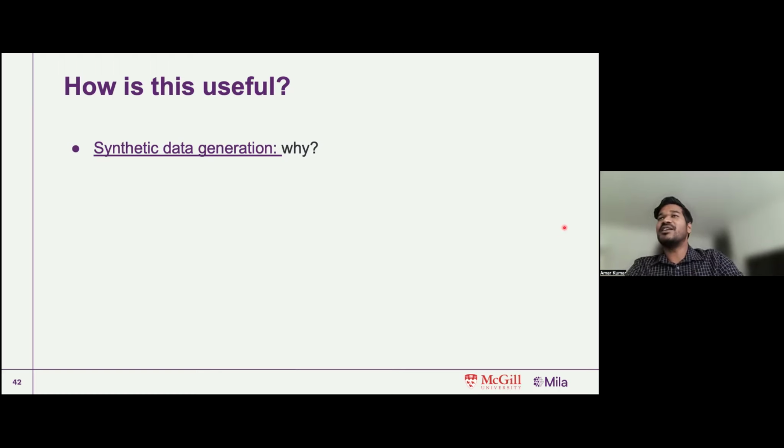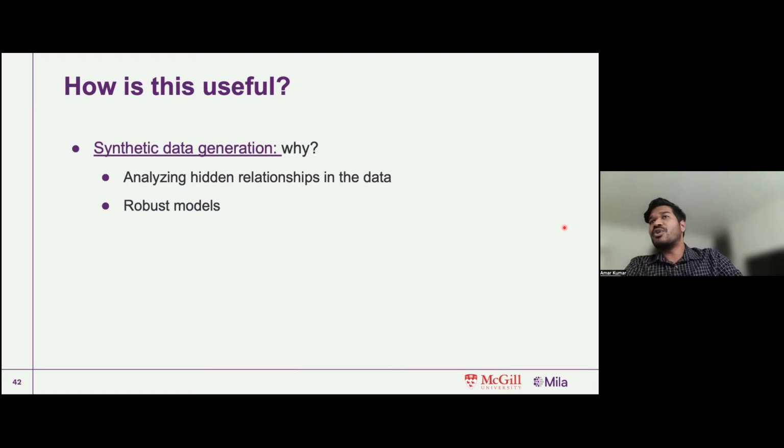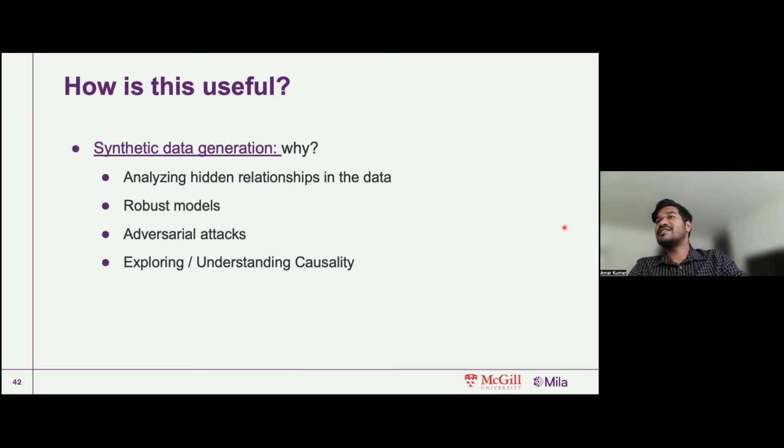Definitely yes, but there is a lot of importance and a lot of positive things that we can get from synthetic data, such as analyzing hidden relationships in data and image attributes. We can create robust models. We could perform adversarial attacks, or we could even explore or understand causal nature, especially with drug discovery or pathologies in case of diseases that are rare, for which we don't have markers that we can associate with causal discovery.